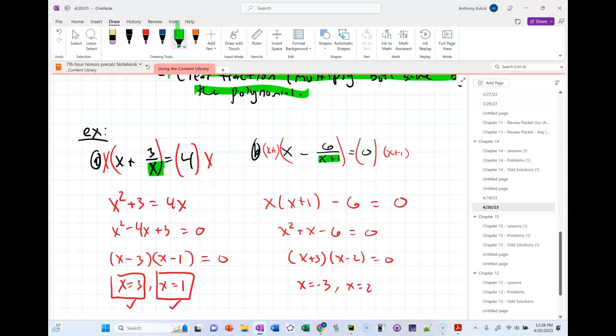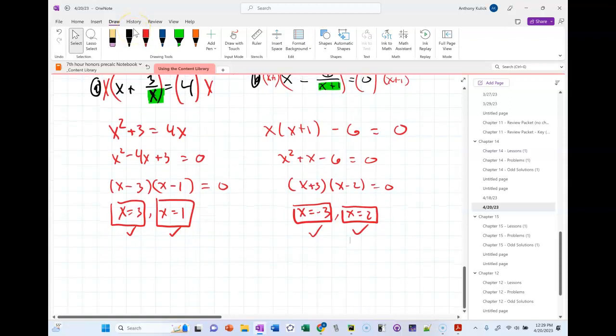Again, I'm checking to see if either of those give me a 0 denominator. I have only one denominator present. Negative 3 plus 1 is not 0. 2 plus 1 is not 0. So both of those guys are keepers. So far, so good. I'll take your silence as, yeah, man, I'm good.